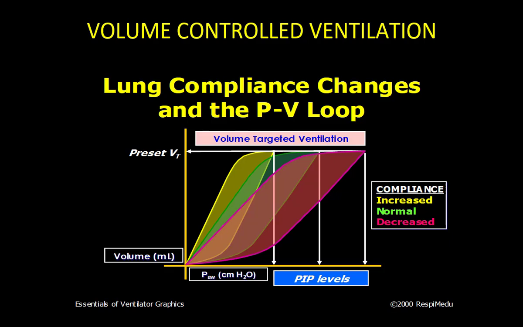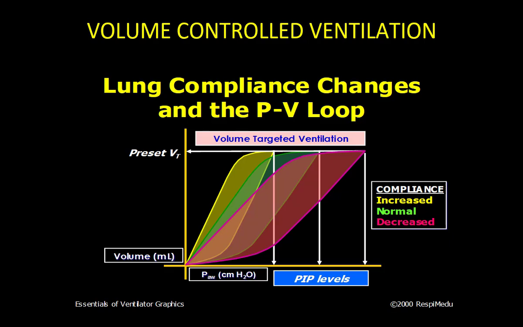So on a pressure volume loop, suppose the middle one is normal compliance. If the compliance is improved, then more volume for some pressure, so the curve will move towards this side. This will be better compliance, and if it is decreased, it will be more towards the right, lesser compliance.